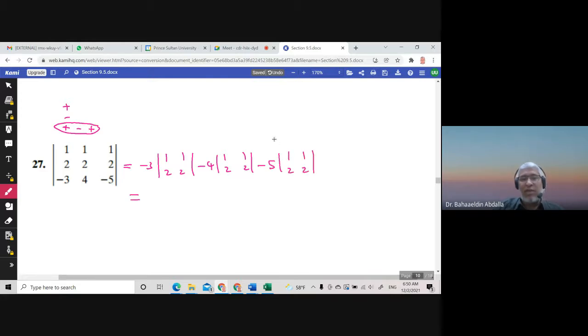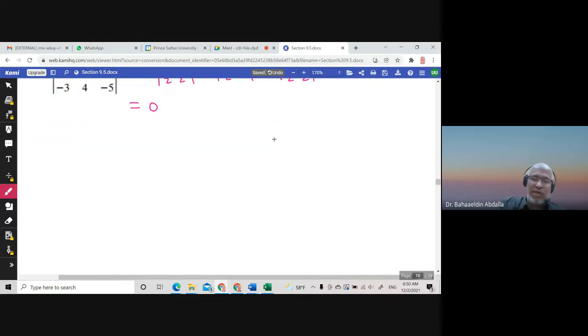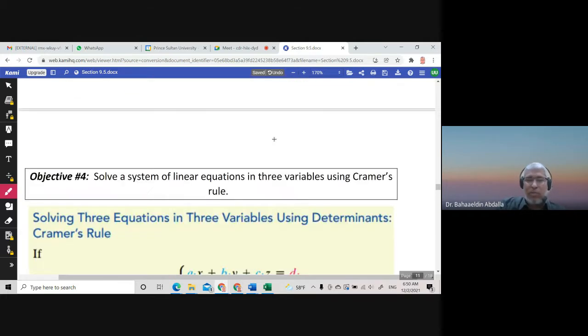Notice that the determinant of these three determinants, 1 times 2 is 2 minus 2. So 2 minus 2 is 0. So in fact, this is negative 3 times 0, which is 0, minus 4 times 0, minus 5 times 0. So the determinant is 0. So whenever you have a row multiple of the other row or column multiple of the other column, the determinant would be immediately 0. That's it.